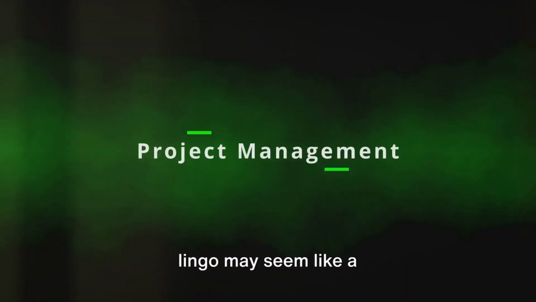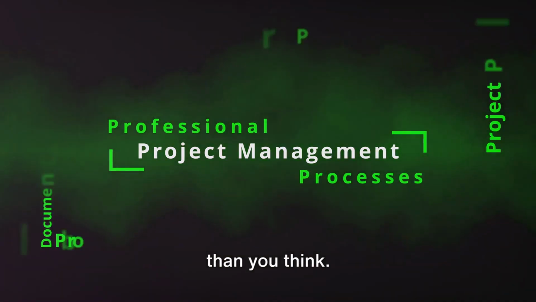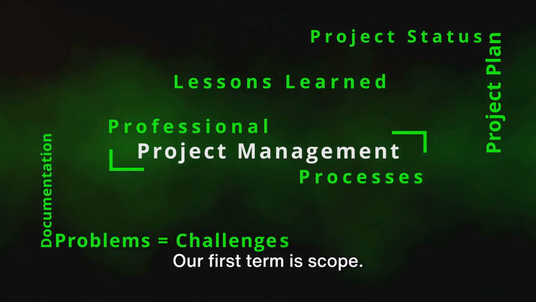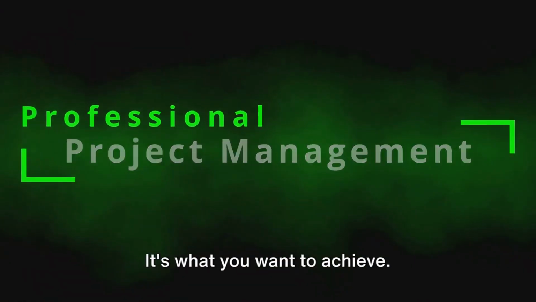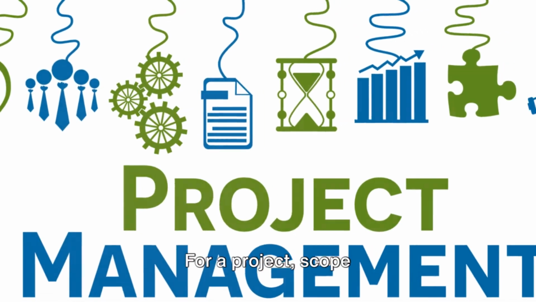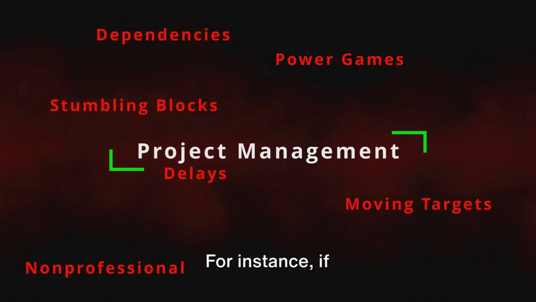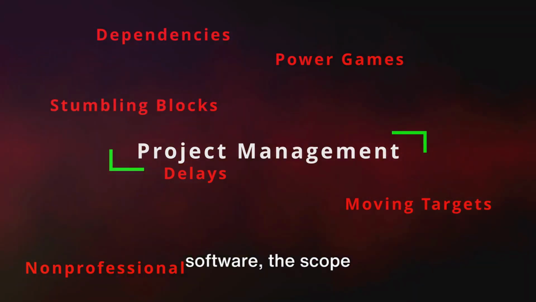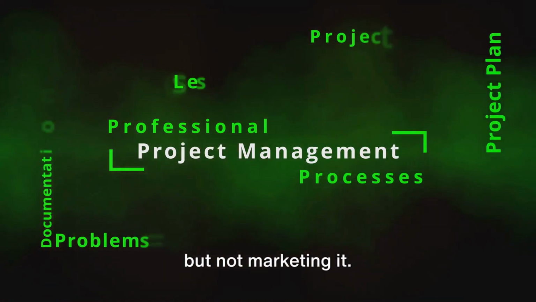Project management lingo may seem like a foreign language at first, but it's simpler than you think. Our first term is scope. Picture this. You're planning a party. The scope is your plan. It's what you want to achieve. For a project, scope defines what the project will deliver and what it won't. It sets the boundaries. For instance, if you're developing a new software, the scope might include designing, coding, and testing the software, but not marketing it.